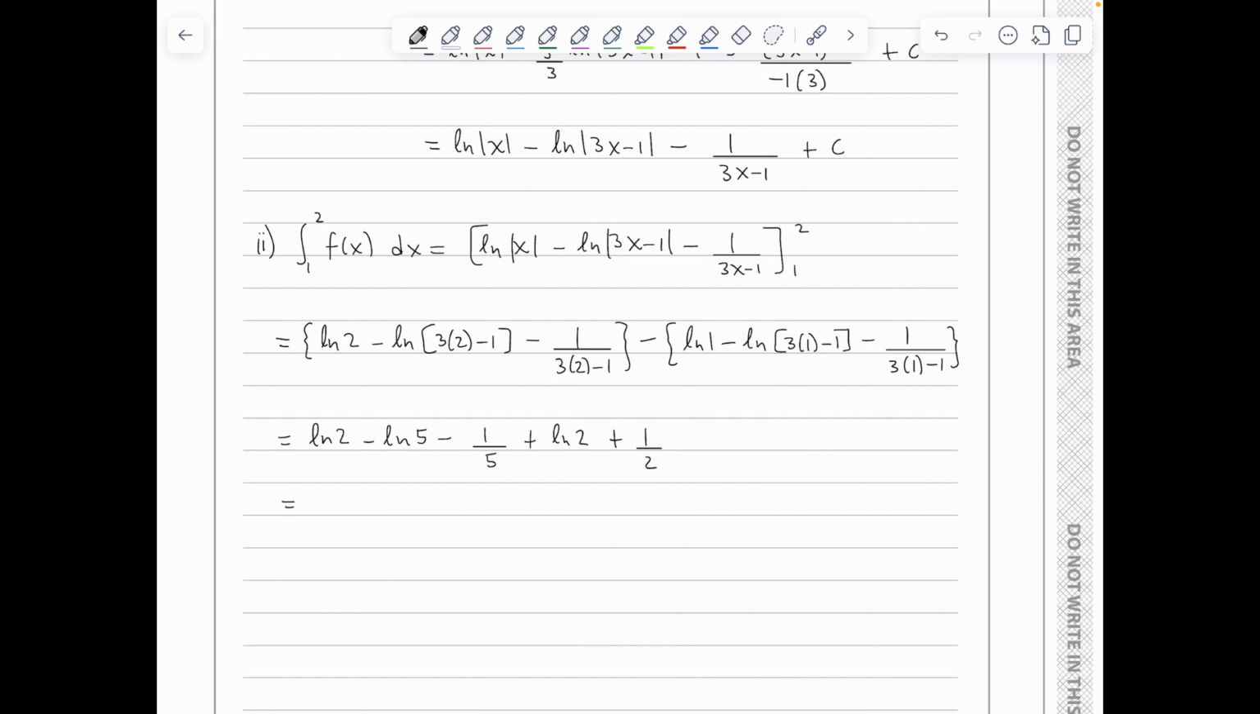So we're looking at ln of 2 times 2 over 5. And we also have the minus a fifth plus a half, which gives an answer of 3 over 10. And I will simplify this, leading to ln of 4 over 5 plus 3 over 10.